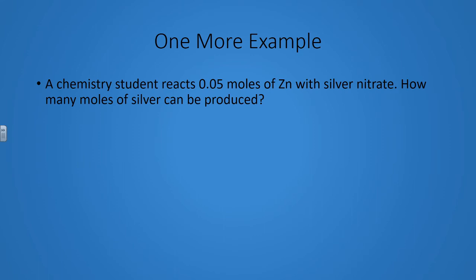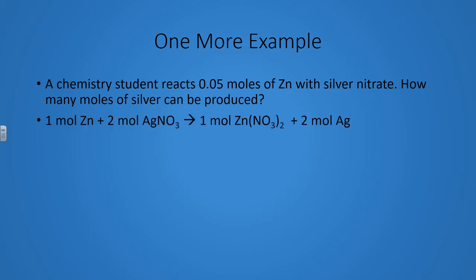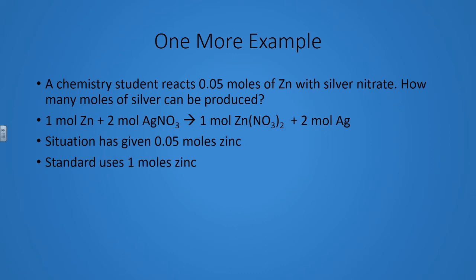How many moles of silver can they make out of this? Let's look at the standard chemical reaction. There it is. You can see that the standard amount of zinc to use is 1 mole, but in this case, the situation has given us 0.05 moles of zinc. So there's our situation value. The standard uses 1 mole of zinc.